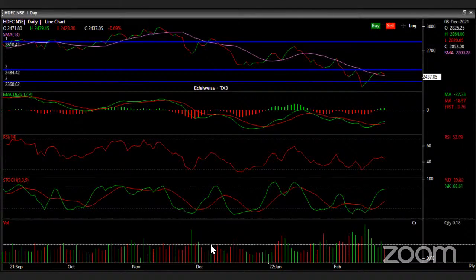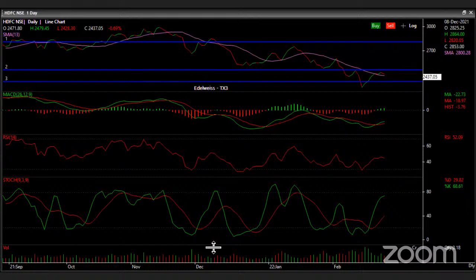Can we say that these indicators are more reliable, or are the previous indicators that you discussed in the last session more reliable? Ma'am, that can be a mix and match of the two.